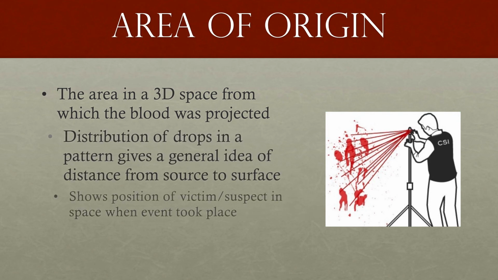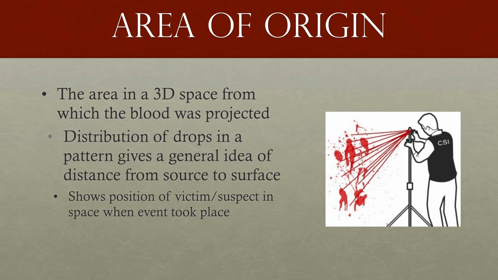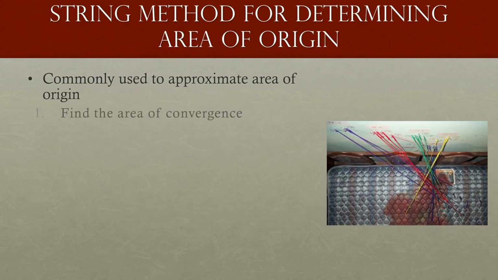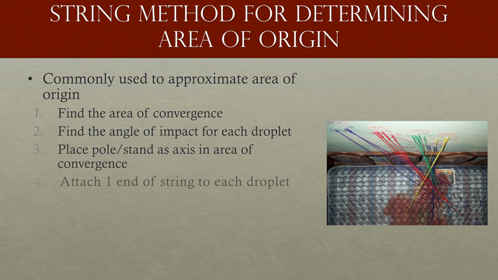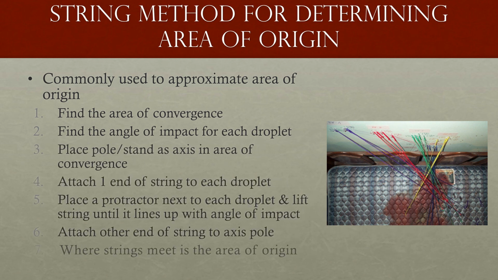Another aspect of figuring out where the individual is the area of origin, and this is the area in a 3D space from which the blood was projected. Distribution of droplets in the pattern give a general area of distance from the source to the surface, and this shows the position of the victim and or the suspect in the space when the events took place. The most common method for determining area of origin is called the string method.